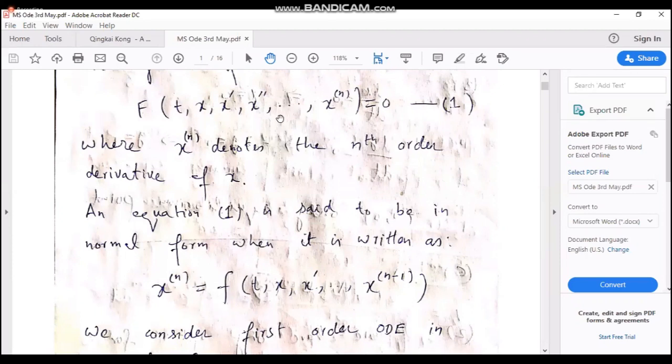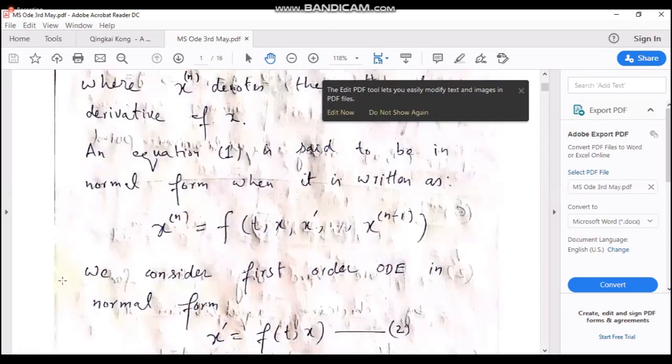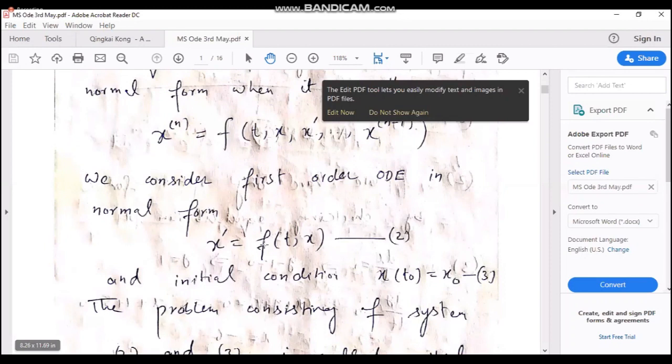So we consider the first order ordinary differential equation in the normal form. हम जो further consider करने जा रहे हैं, जिसको discuss करेंगे वो first order ordinary differential equation. And the initial condition x of t0 is equal to x of 0. The problem consisting of the system 2 and 3 is called initial value problem. So the definition is this: the first system is the ordinary differential equation of the first order, and this condition is called initial value problem.